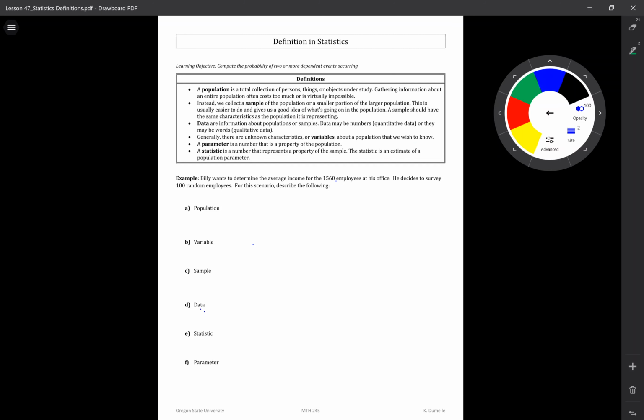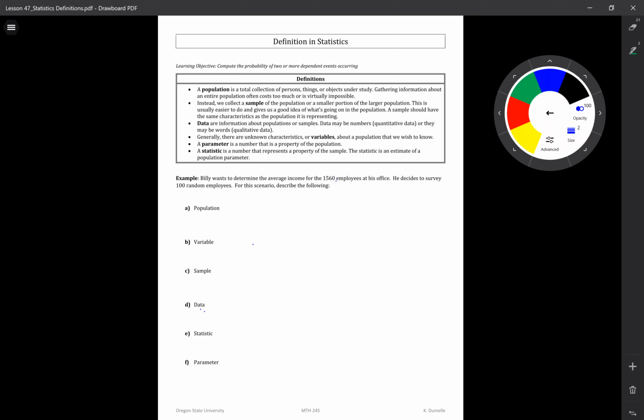We are jumping into a new topic, statistics. Starting from here on out through the rest of the term, really, we will be talking about statistics. And before we get into that too much, we really have to go over a few definitions because statistics is kind of a different beast when it comes to math, so we do require a lot of definitions. That's what this lesson 47 is all about.